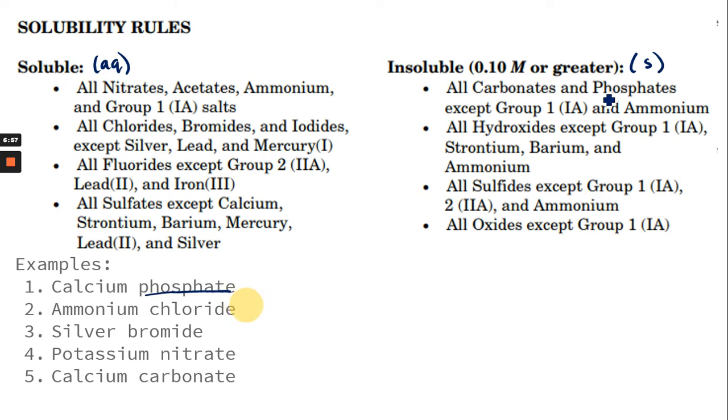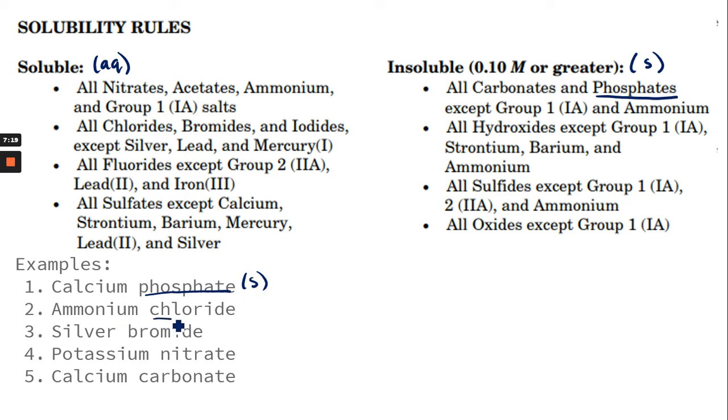So we're going to find our rules on phosphates, and it's over here. All phosphates are insoluble except group 1 and ammonium. So then we look to see what is phosphate with. Phosphate is with calcium. So this is group 2, which is not a part of the exception, so this is going to remain solid.